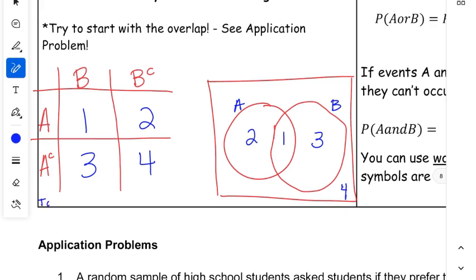When you make your two-way table, though, make sure that you include a total row and column. Don't forget that. Just because that helps you find missing values, missing probabilities.